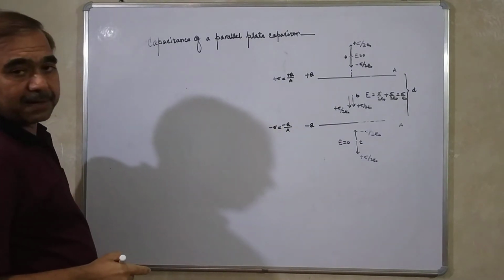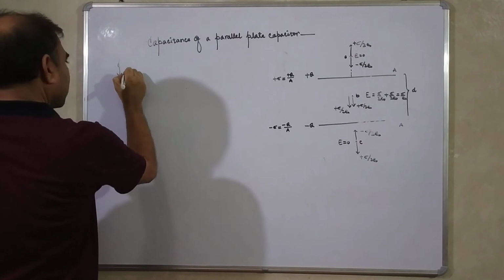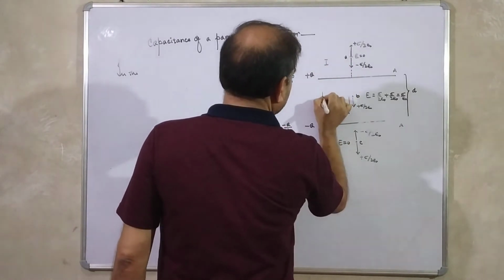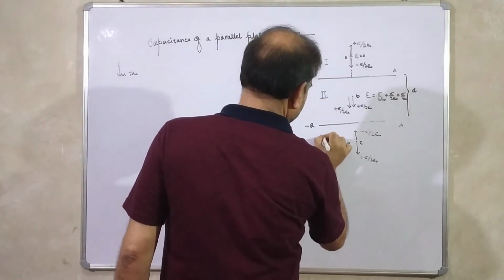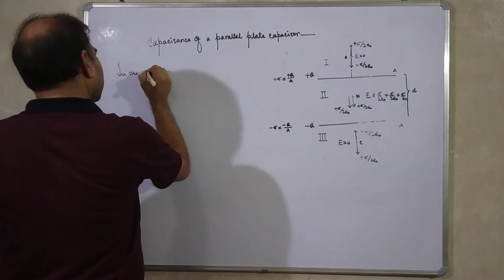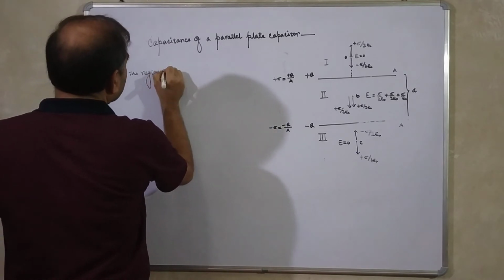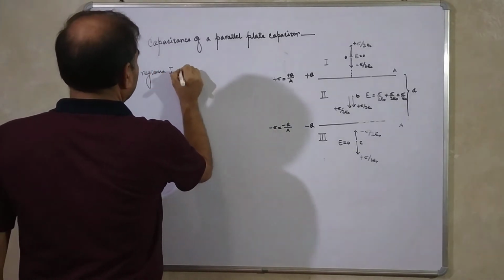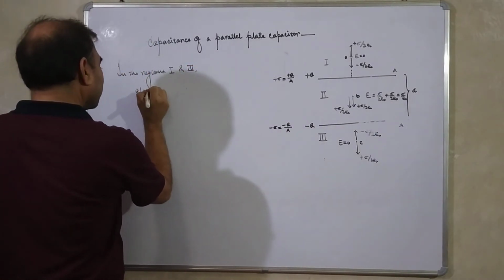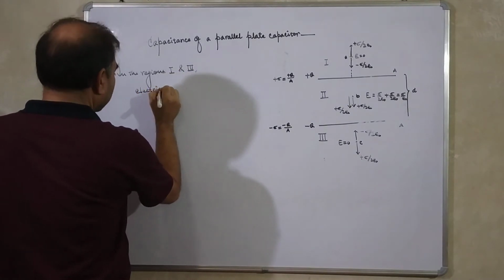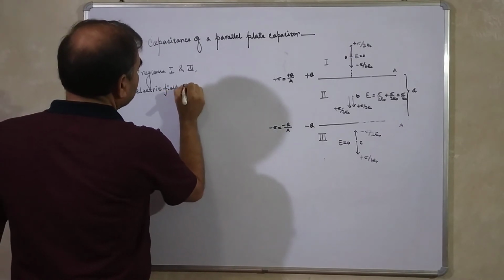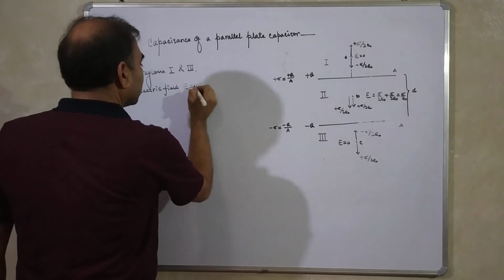See here, electric field. So what will we write here? Suppose this is region first, this is region second, and this is region third. Then in the region first and third, electric field E is equal to 0.